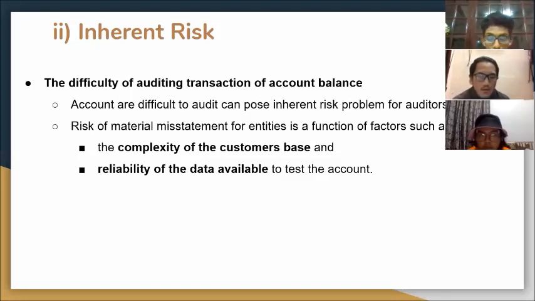And last, the difficulty of auditing transactions or account balances. Accounts that are difficult to audit can pose an inherent risk problem for auditors. Risk of material misstatement for entities is a function of factors such as the complexity of the customer base and the reliability of the data available to test the account.